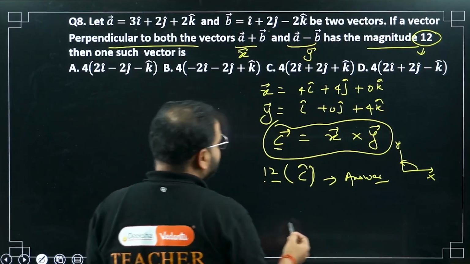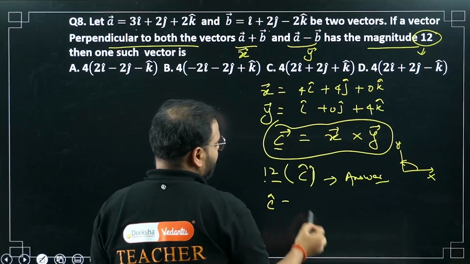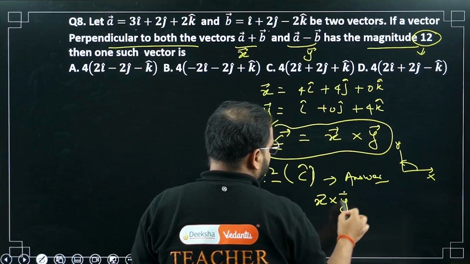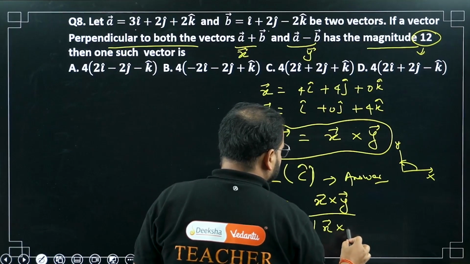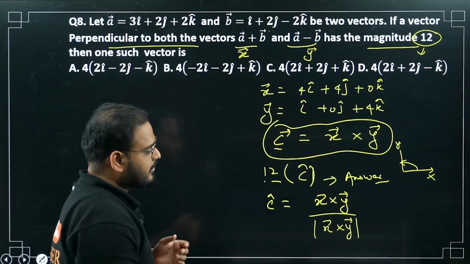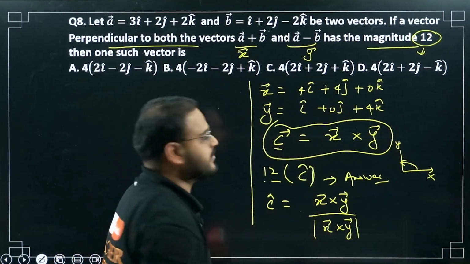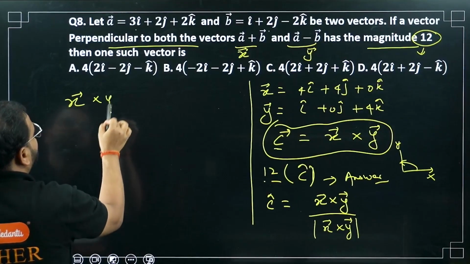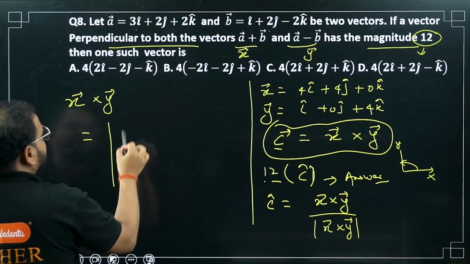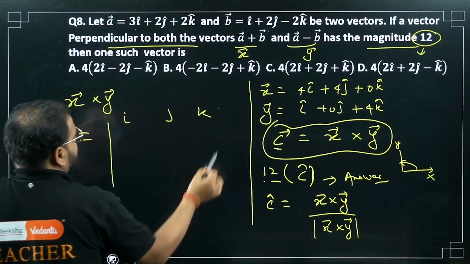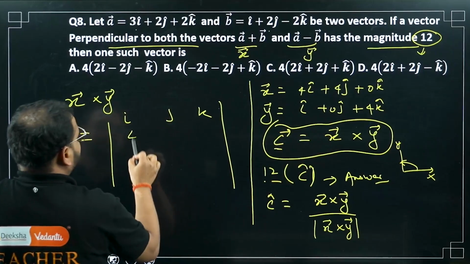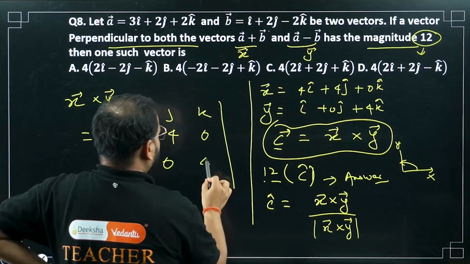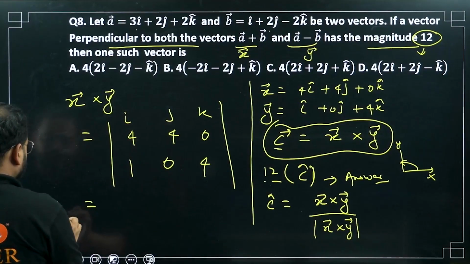Let's find c cap first. To find c cap, I need this vector x cross y divided by mod of x cross y. Let's find x cross y first. How do you find the cross product? Simple. Right here i, j and k, and the row vectors 4, 4, 0. This is x. What about y? 1, 0 and 4. So let's do it, x cross y.